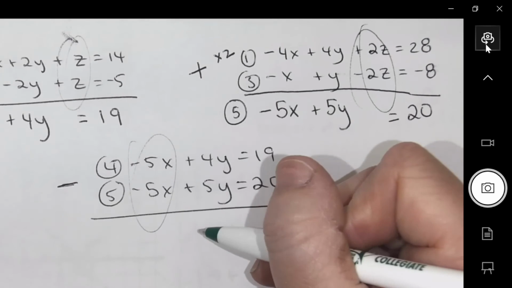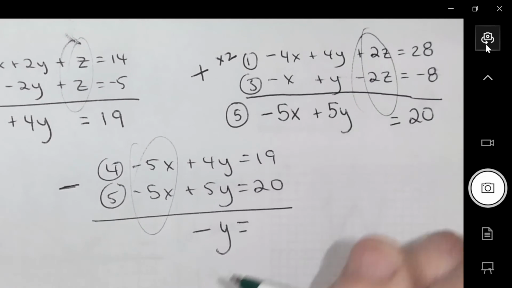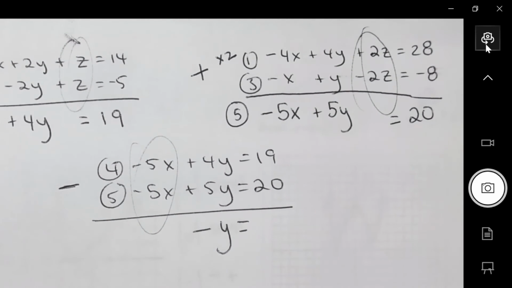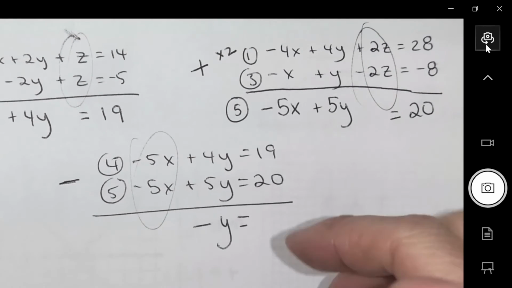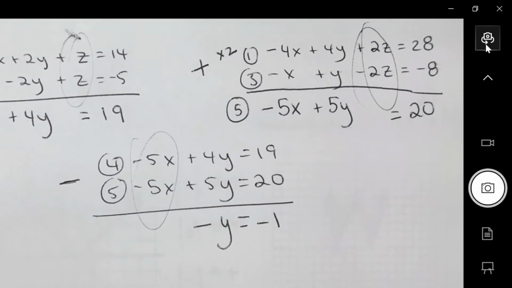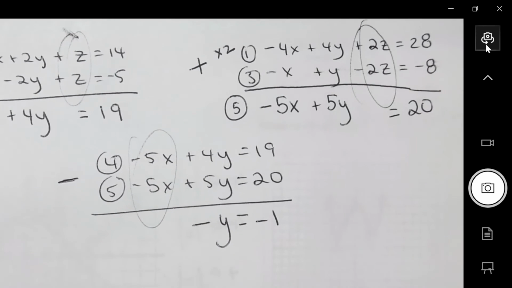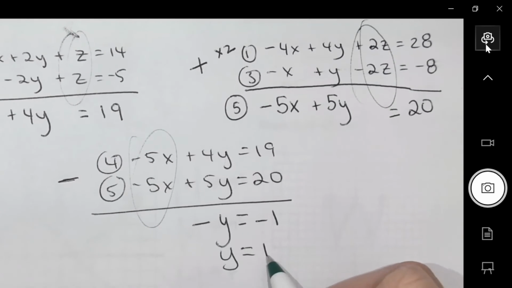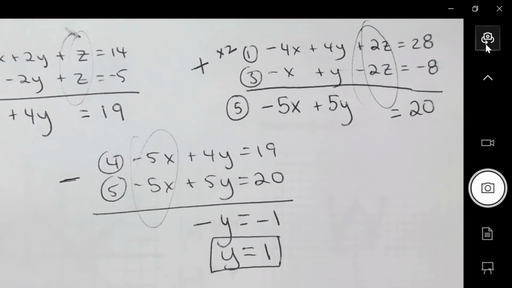4 subtract 5, negative 1y. 19 subtract 20, so y equals positive 1, because we got to divide there.